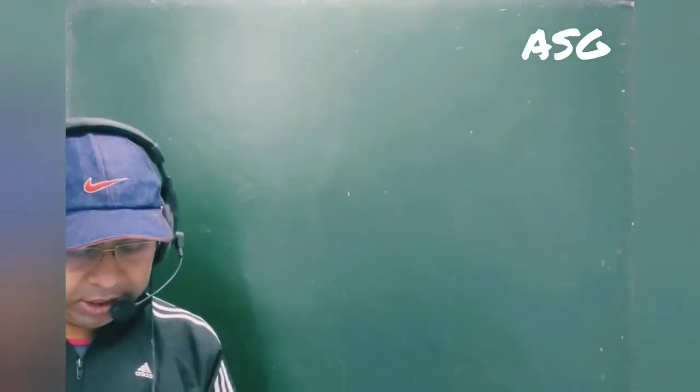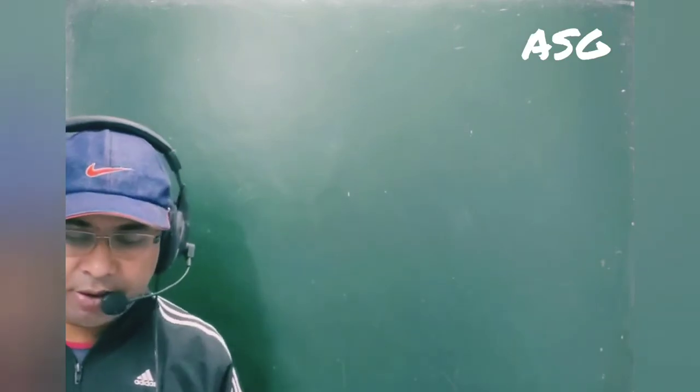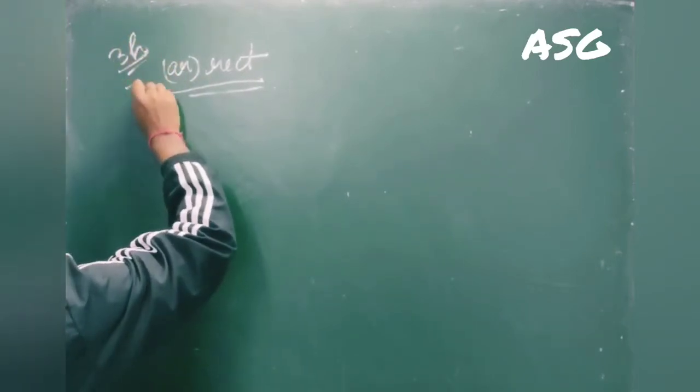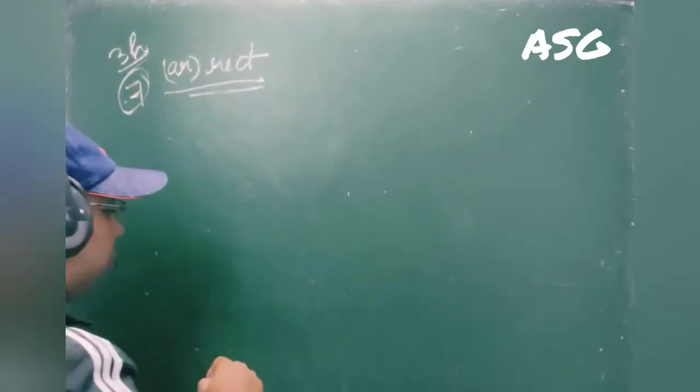So good evening friends. We will do exercise 3H, question number 7, which actually talks about area of rectangle related sums. Before going to the question, let me talk about the rectangle.